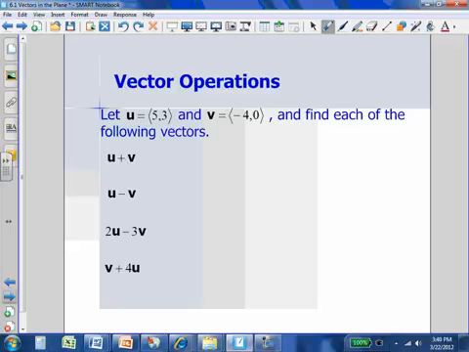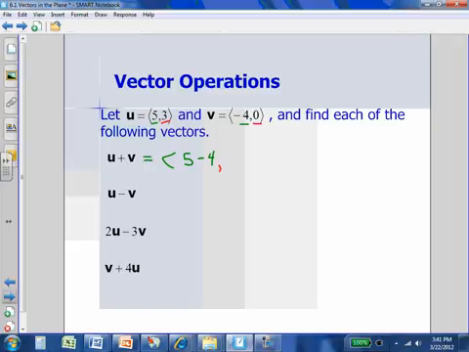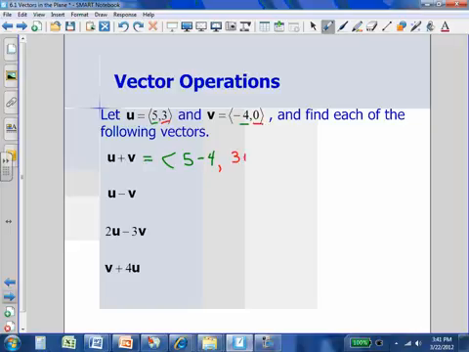So if I'm doing u plus v, I'm going to be taking 5 and -4. So 5 plus -4, which ends up being 5 minus 4. And then for the vertical components, I've got 3 and 0, so I'm going to take 3 plus 0. And remember, the only reason that this one was a minus is because it was negative. So when I put these together, I have the vector (1, 3).